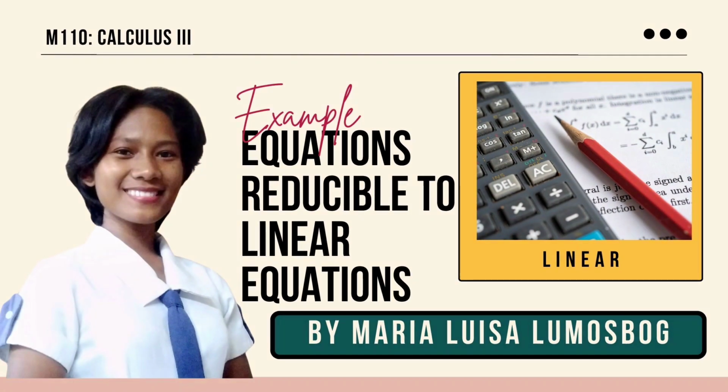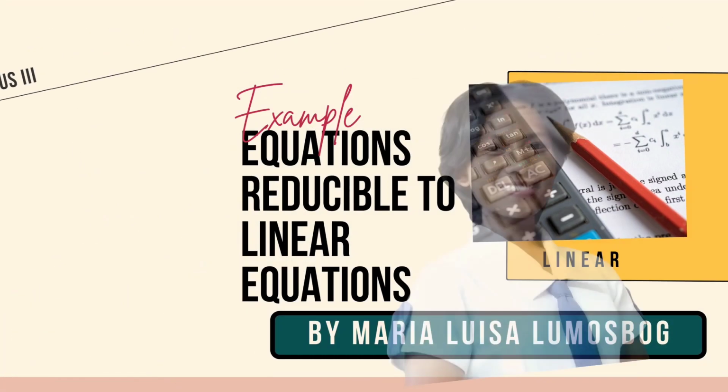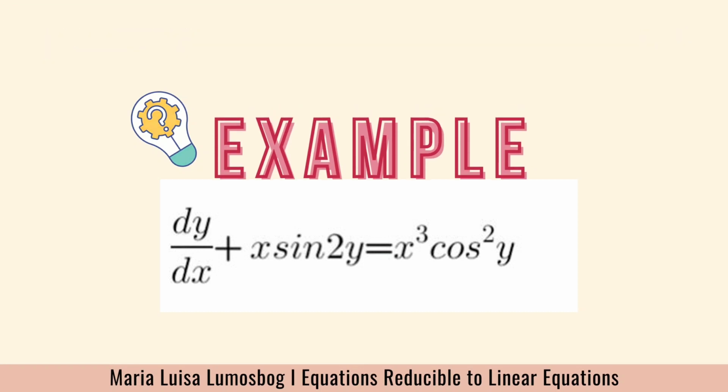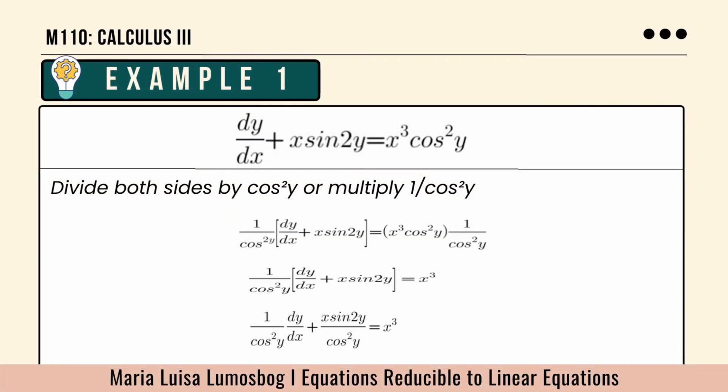Hi, this is me, Maria Luisa Dilubusbog, and I will show you an example of a differential equation that can be reducible into its linear form. Let's have an example. So we are given dy over dx plus x sine 2y is equal to x cubed cosine squared y.